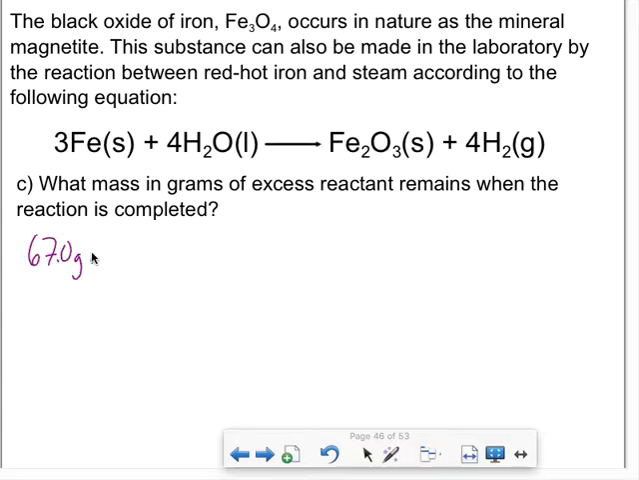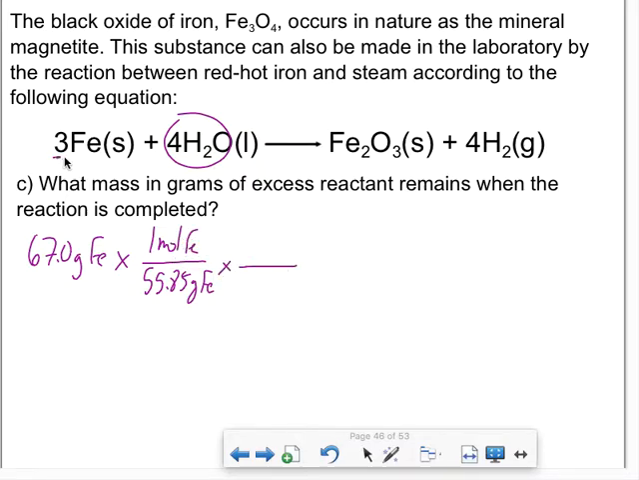67 grams of iron, and we want to get to water. So grams of iron, I've got to get to moles of iron. I'm going to divide by the molar mass. The molar mass of iron is 55.85 grams, which is equivalent to a mole of iron. Now I'm in moles of iron, and I can use the mole ratio. I look at the coefficients. Because I'm in moles of iron, it's got to go on the bottom to cancel out: 3 moles of iron to 4 moles of H2O.